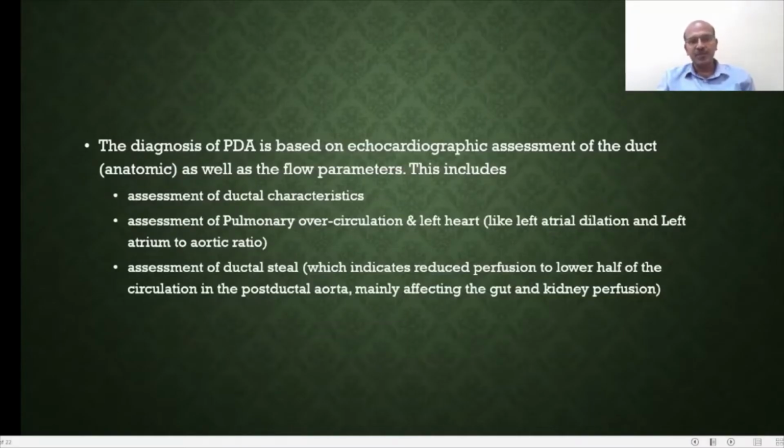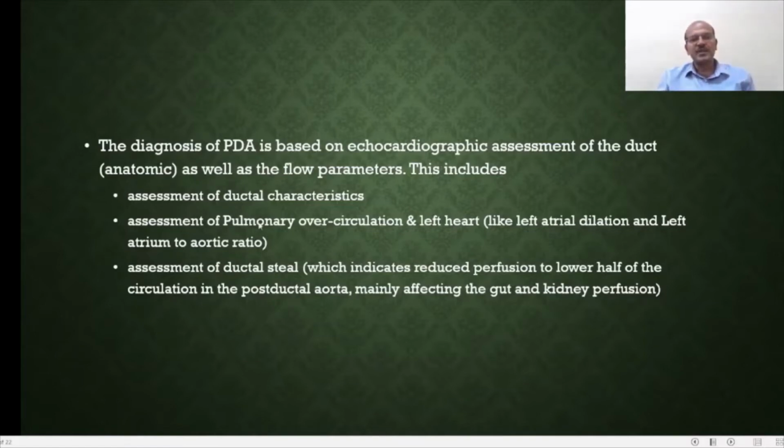So the diagnosis of PDA is based on echocardiographic assessment, which is anatomic as well as the flow parameters. So it involves assessment of the duct characteristics, which may be the size of the duct, the nature of the shunt, whether it is right to left or left to right or bidirectional, and the flow velocity can be measured as well. The shape of the duct is quite variable, as we will review next, and that's one of the complications of why the measurement may not exactly be accurate, because it depends on the shape and the direction of the shunt.